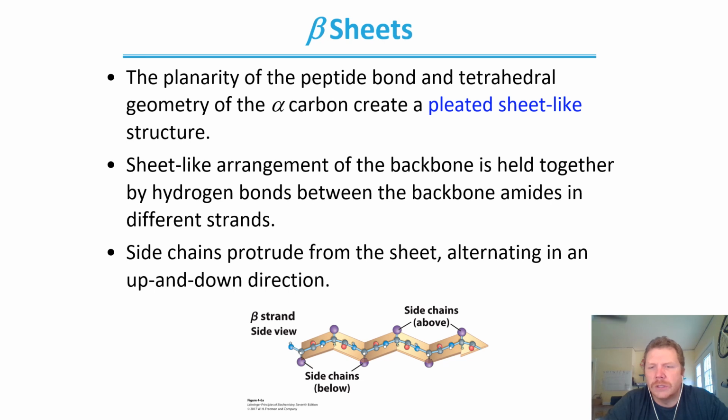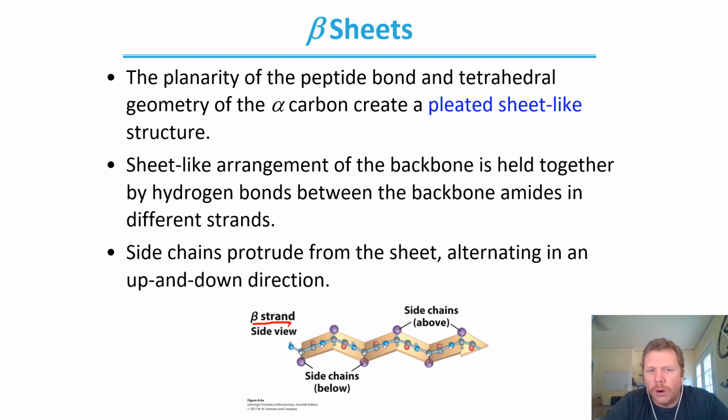Okay, so this is pleated, and honestly, I remember hearing this term for the first time and I was like, pants? You can get pleated pants, and sure enough, that does have a pleated sheet-like structure. Now the sheet-like arrangement of the backbone is held together by hydrogen bonds between backbone amides in different strands. Side chains protrude from the sheet, alternating in an up and down direction. So this right here is a single strand of a beta sheet. There are multiple strands that make up a beta sheet, but this is just one of them.